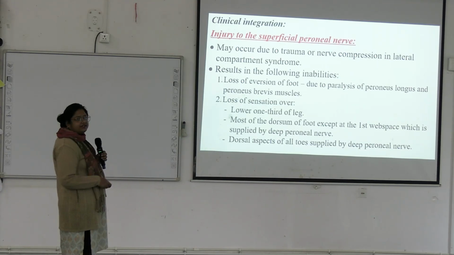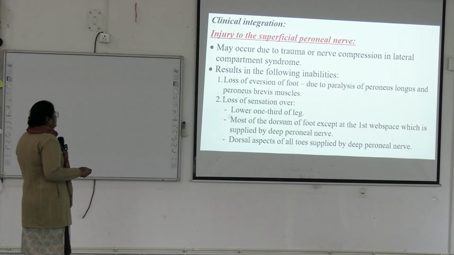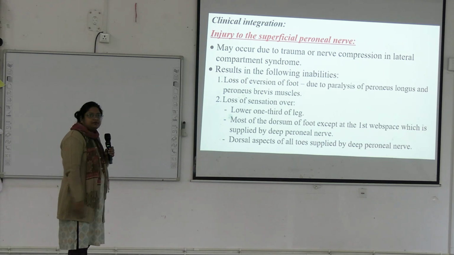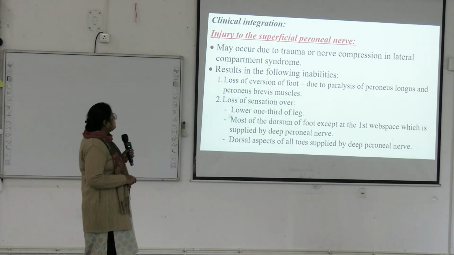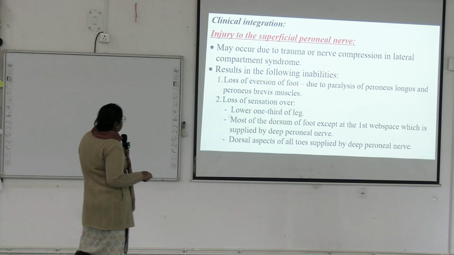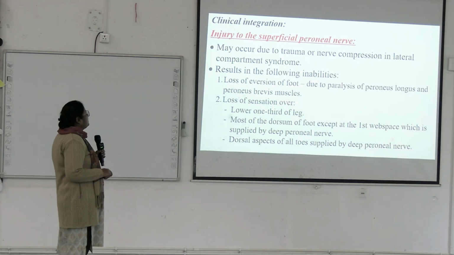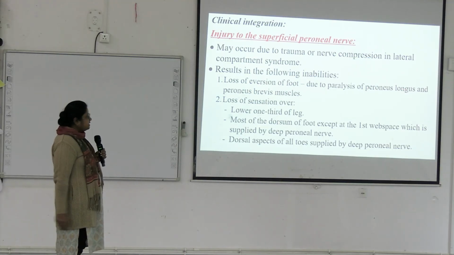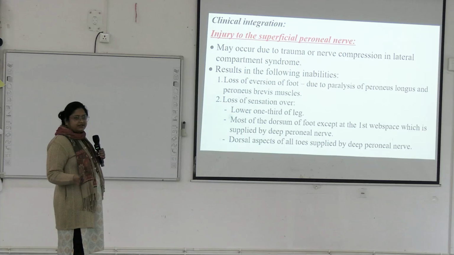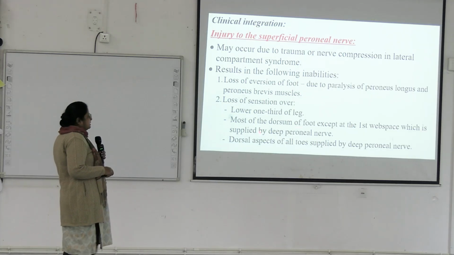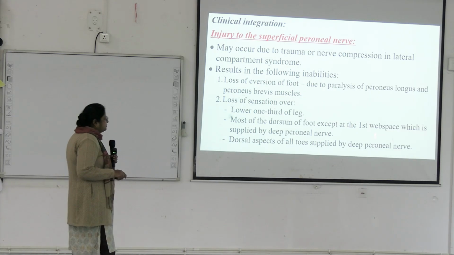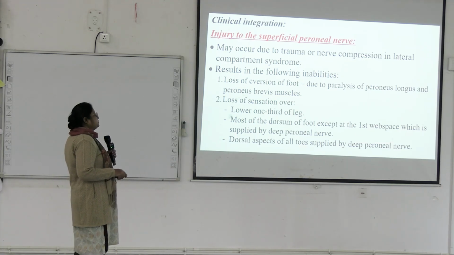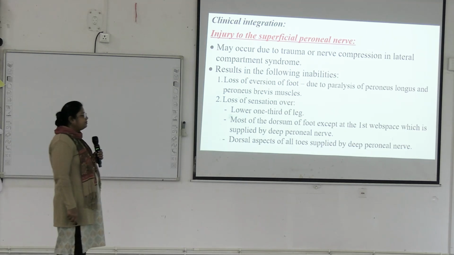Next, we are going to some clinical aspect. Injury to the superficial peroneal nerve. It may occur due to trauma or nerve compression in the lateral compartment syndrome. It results in the following inabilities: loss of eversion of foot due to paralysis of peroneus longus and peroneus brevis, and loss of sensation over its supplying area, that is lower one third of the leg, most of the dorsum of the foot except at first webspace, which is supplied by deep peroneal nerve, and dorsal aspect of all the toes supplied by superficial peroneal nerve.